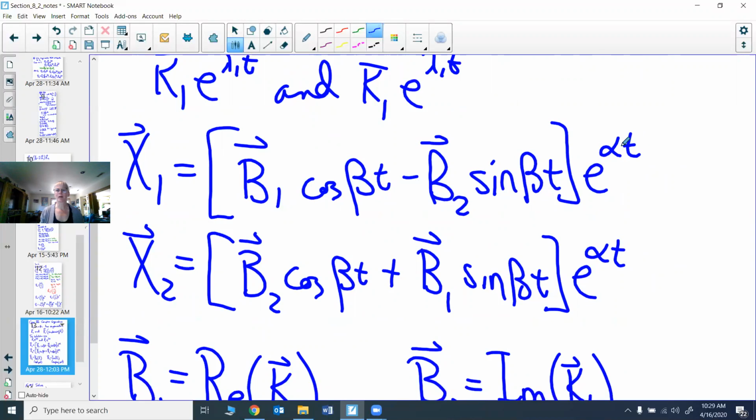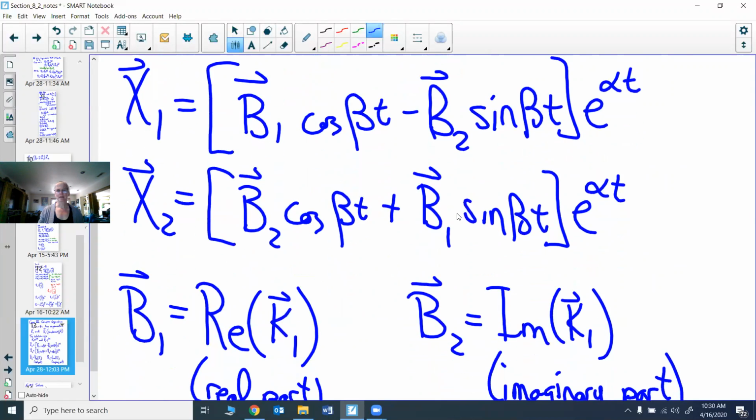And if you remember when we did complex back before, when we were doing just a single differential equation, we always had alpha plus beta i, and the alpha became the exponent in the e, and the beta became what was inside your sine and cosine. And what we had to figure out is what these b1 and b2 vectors are. And x2 is not exactly the same, but it's the complement. This b2 and b1 switch, and the sign switches. So you get these kind of different values.